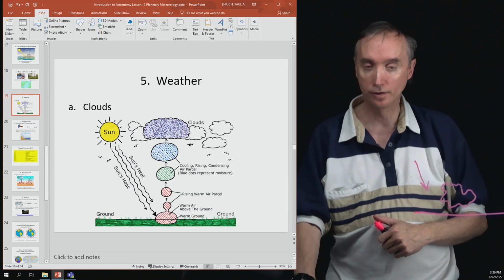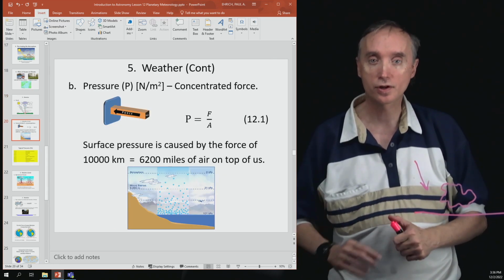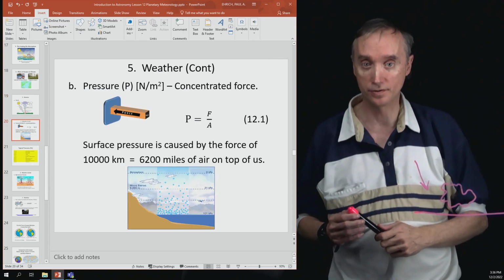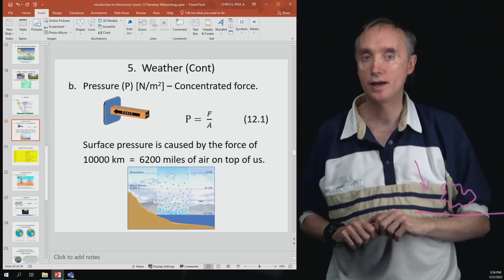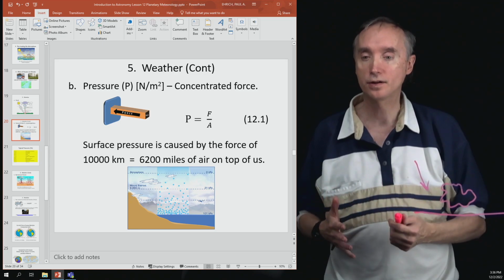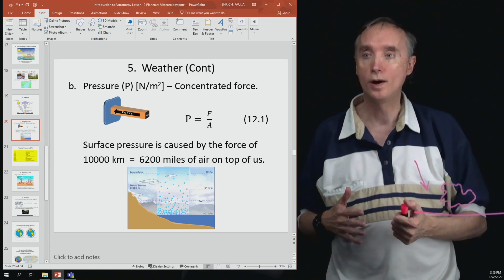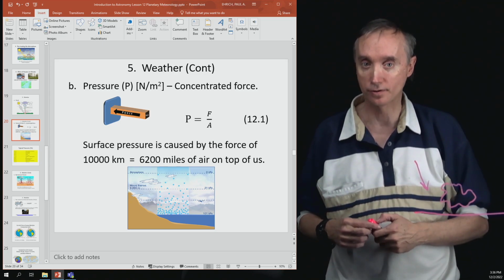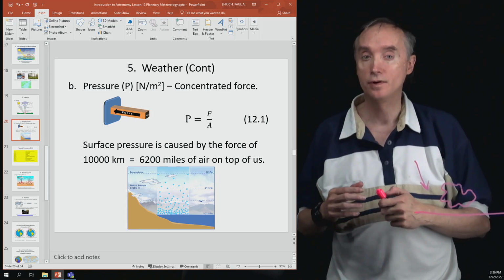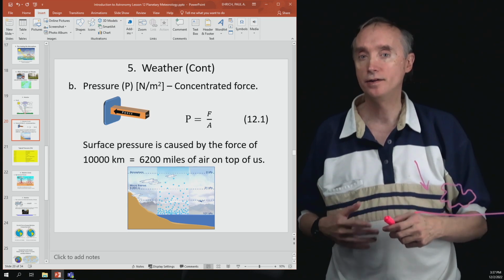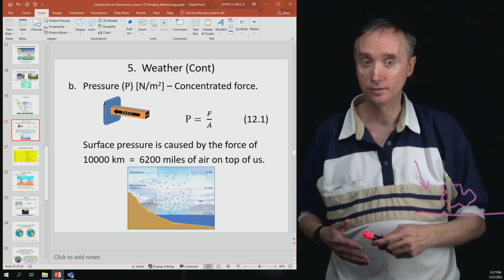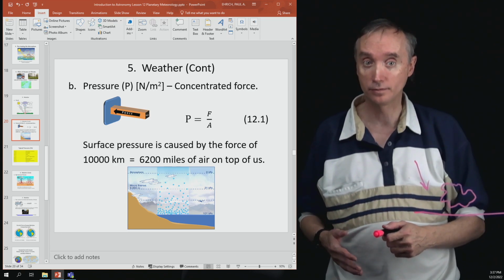Okay, let's go on a little bit here and talk about what pressure is. So pressure is going to be given by the letter P, and the technical way of calculating pressure is it's going to be the force that is acting on something divided by the area that it is acting on.